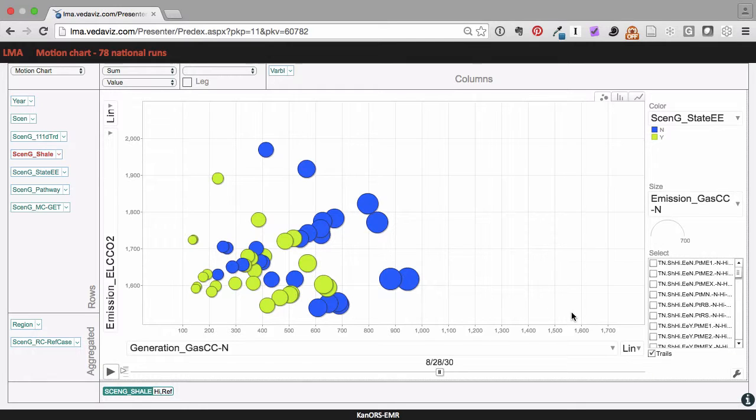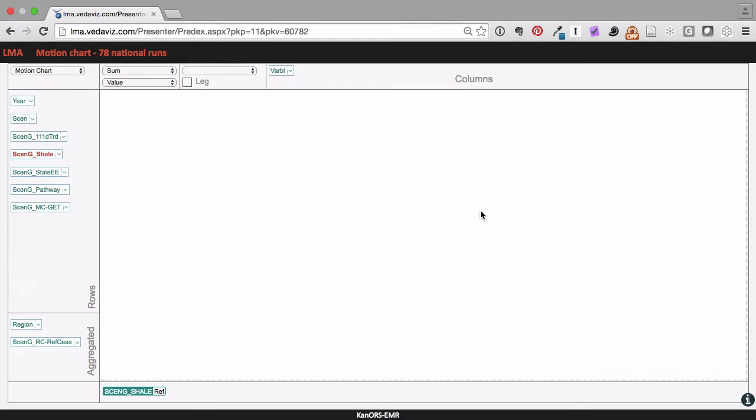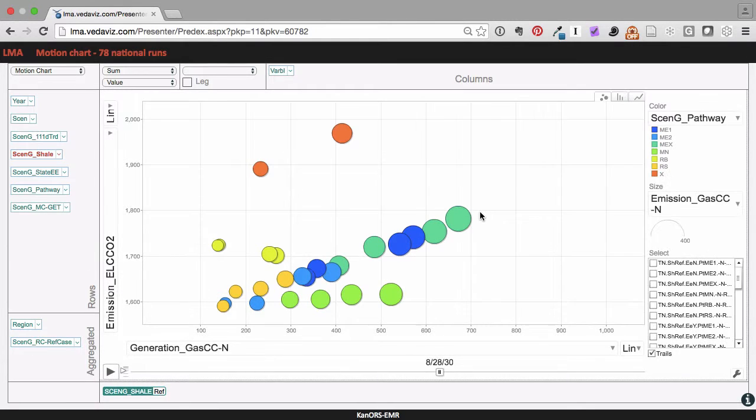If we switch the coloring to look at state energy efficiency, we can see also that the EE-NO scenarios have quite a bit more new gas than the EES. Let's switch this back to pathway, and I'm going to take the high shale scenarios off so we can just look at one gas price scenario and get a sense of the pattern here.